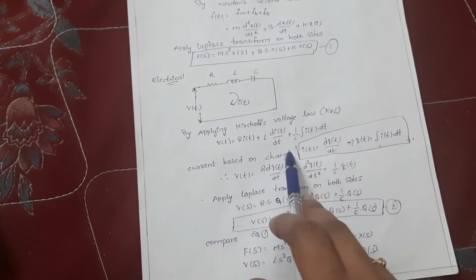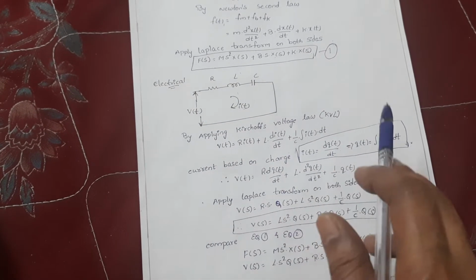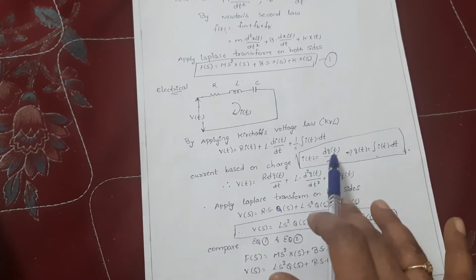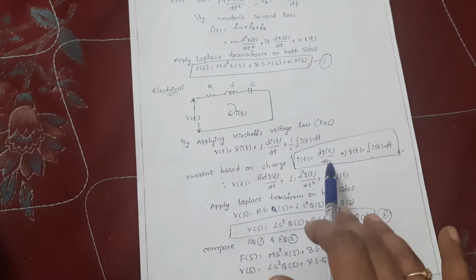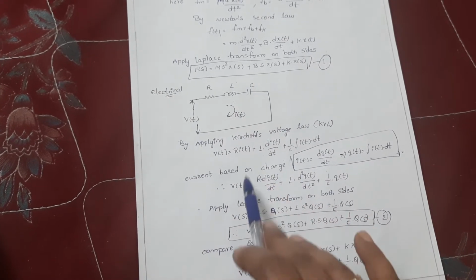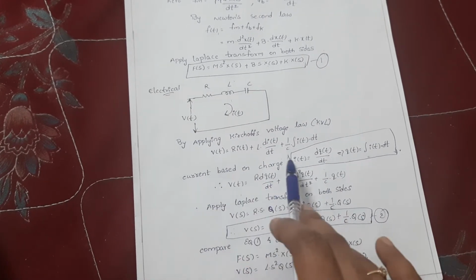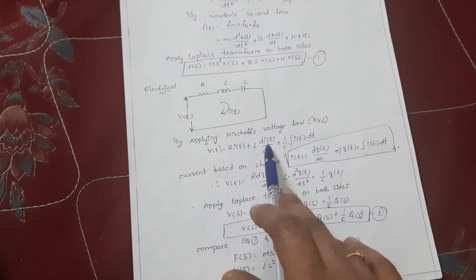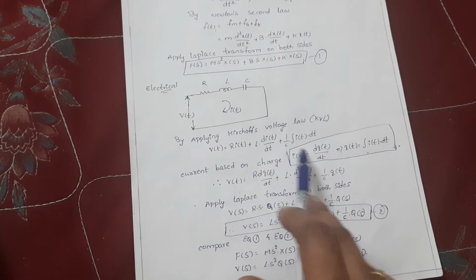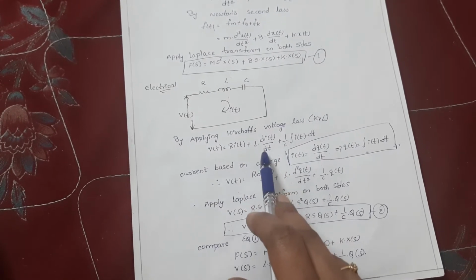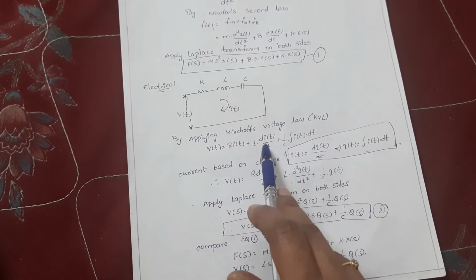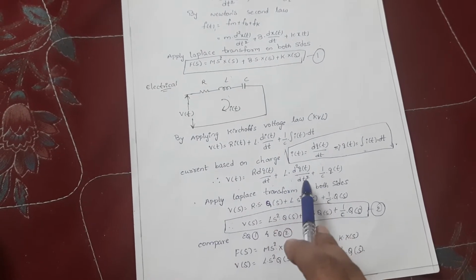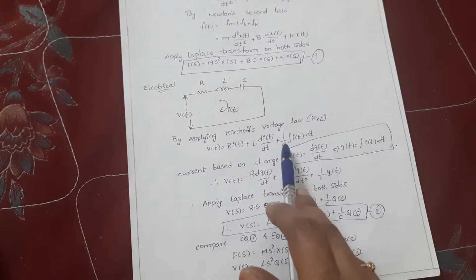Differentiation, if it goes this side, becomes integration, and integration, if you send it this side, becomes differentiation. With this knowledge, I of t equals dq by dt. Now we substitute this here. So V of t is equal to R into dq of t by dt plus L into d by dt of I of t, which is dq by dt, so it becomes d square q of t by dt square plus 1 by C.